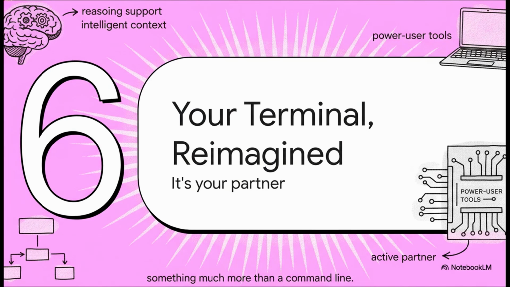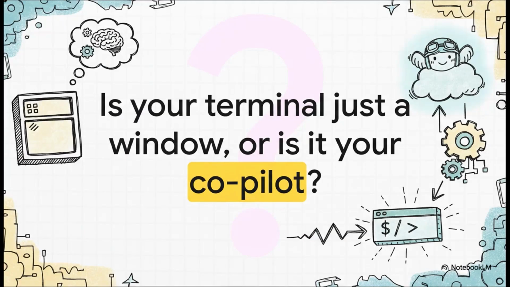So when you put it all together, the structured UI, the smart context management, that reasoning support, and all the power user tools, what you get is something way more than just a command line. It really becomes an active partner in your work. Which really just leaves us with one final question to think about. Is your terminal just a window you type into, or could it be an intelligent copilot that actively helps you think, create, and solve problems? With tools like this, the future of the command line is looking a whole lot smarter.